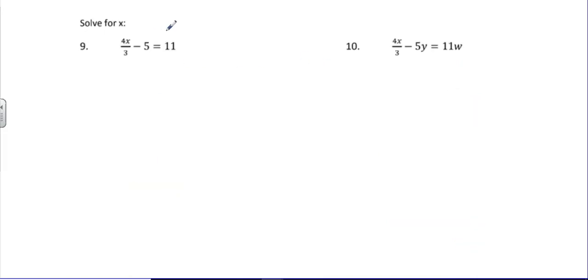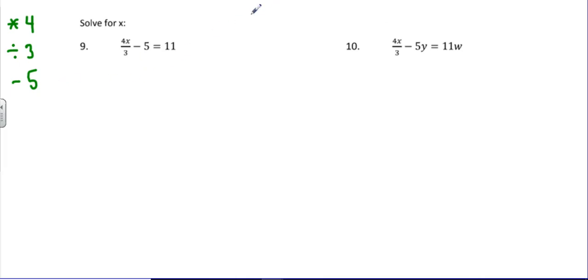All right, let's look at number 9. So here we have a multiple step equation. And if I start with x to figure out what to do first, I look at x and I see that it's being multiplied by 4, then we divide by 3, and then we subtract 5. So if I have a hard time remembering what to do first when solving the equation, I can always make a note to myself. So x is being multiplied by 4, then it's being divided by 3, and then we subtract 5 to get 11.